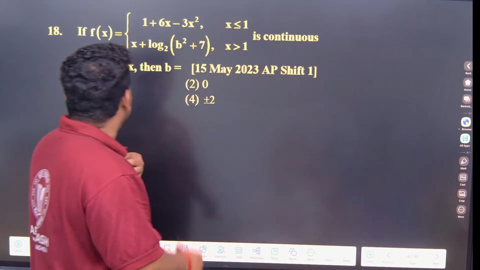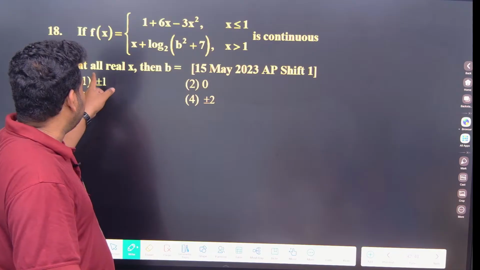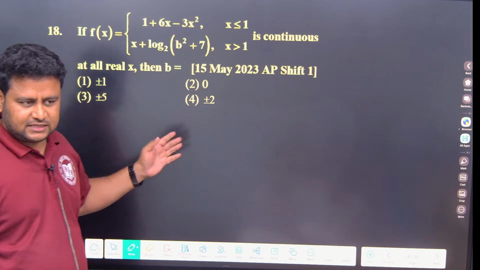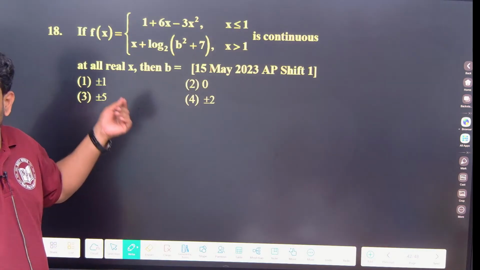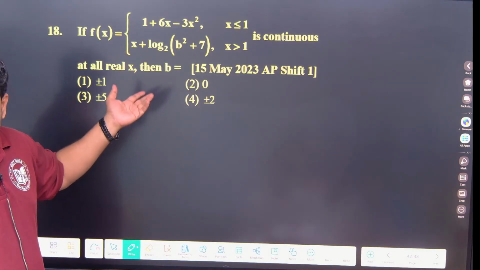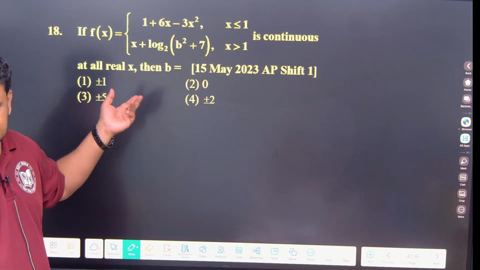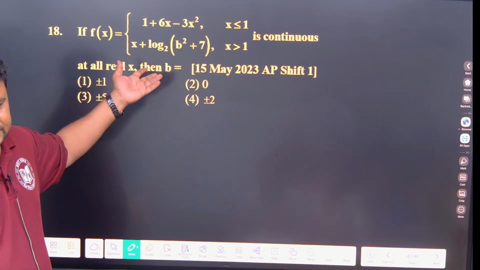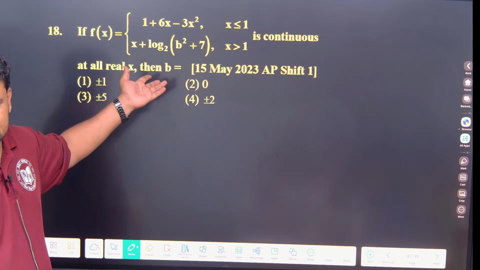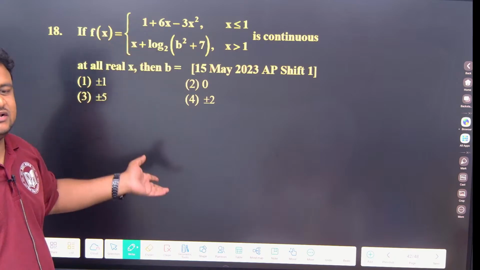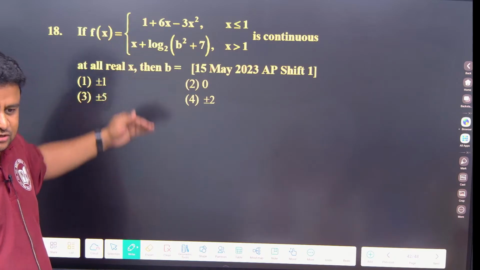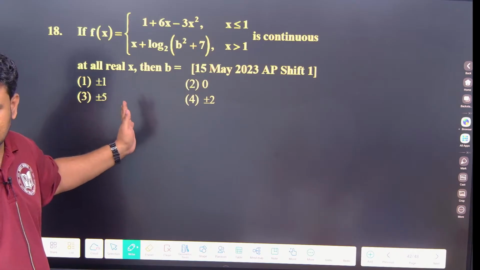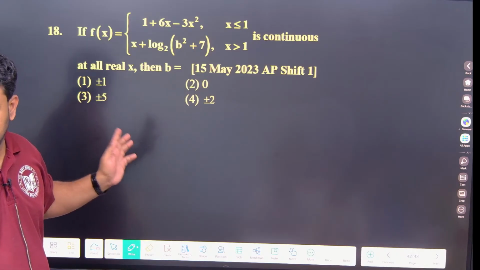This is the question. If f of x is given, is continuous for all real values of x, then they are asking the value of b. When they only tell you it is continuous, they are asking the value of some constants, like you have seen in the previous class, a minus b, l minus k. Otherwise they are asking you to check for continuity, at which point it is continuous, or whether it is continuous or not. Options will be given: it is continuous, it is discontinuous, where it is. Only these types of questions come from continuity. They are simple questions, you should be able to solve.